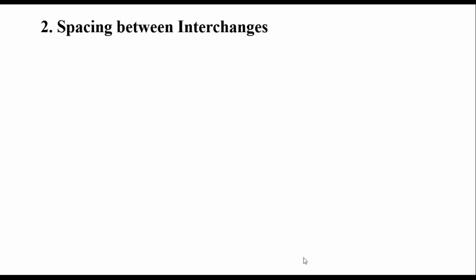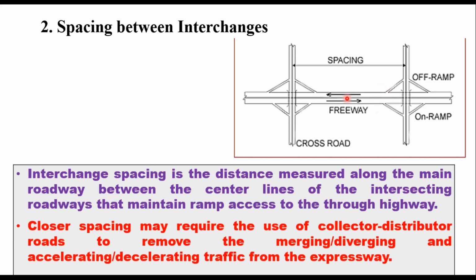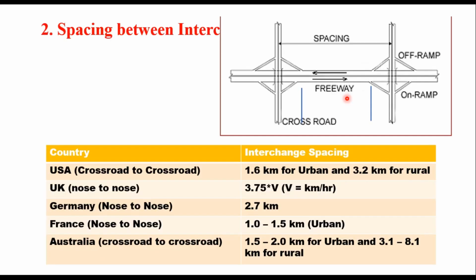The second is spacing between interchanges. It is an important consideration in planning and design of interchange, and this spacing can be measured either from crossroad to crossroad, but in some countries the distance is measured from nose of the ramp of one interchange to the nose of the ramp of the second interchange. Closer spacing may require the use of collector distributor roads to remove the merging, diverging, and accelerating decelerating traffic from the expressway. The distance between two interchanges as taken in different countries is like this.